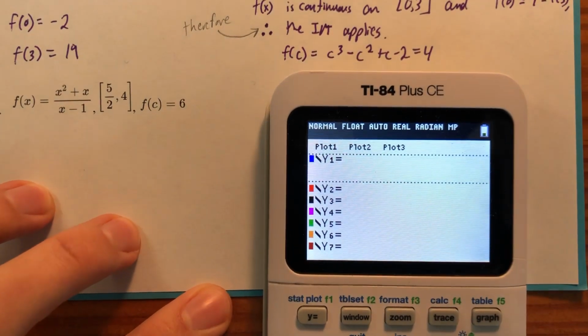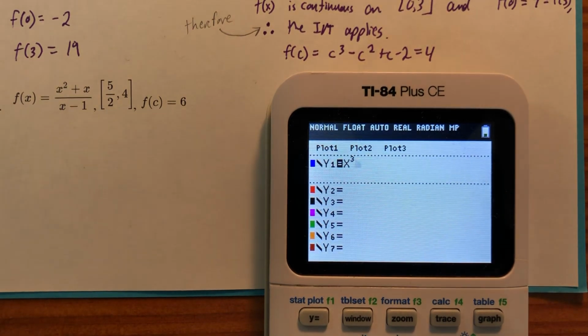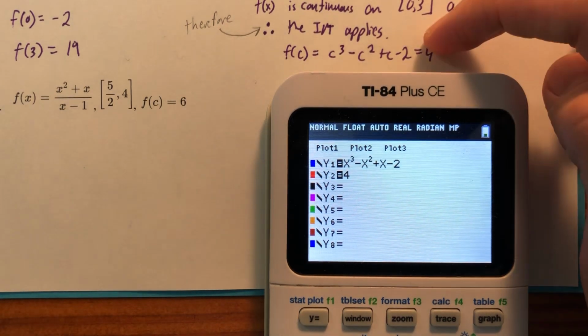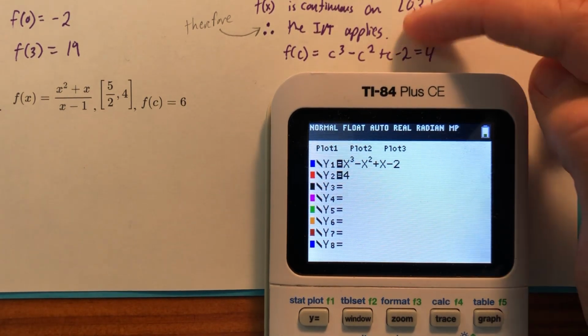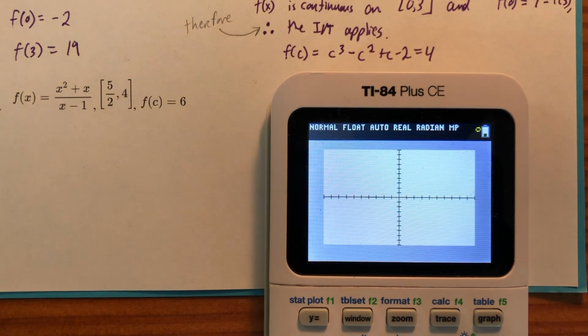So let's graph. And of course, we're back to using an x instead. x to the third minus x squared plus x minus 2, and we want this to equal 4. We could move the 4 over to the other side, and we would have minus 6 equals 0, and we'd find an x-intercept. But either way, it's going to work. So, graph.